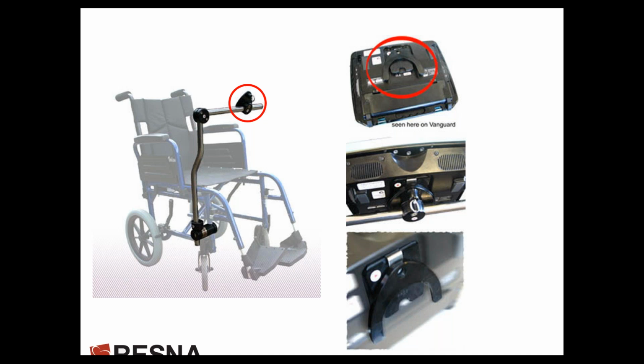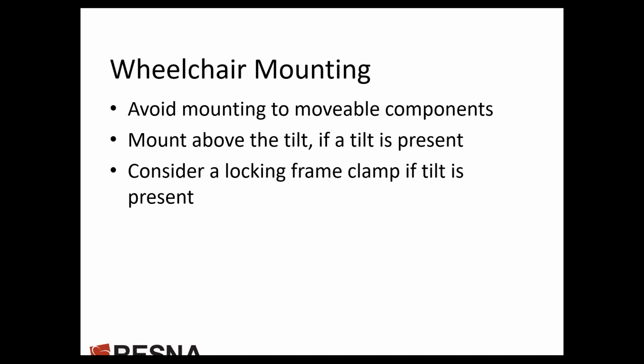So this attachment is used for the actual AAC device. As part of the mount, you have this component that attaches, and each of the AAC devices are designed to be easily released so that the device can be taken off the wheelchair and used on other surfaces, such as a desk or a table. Okay, so it's an easy, quick release.